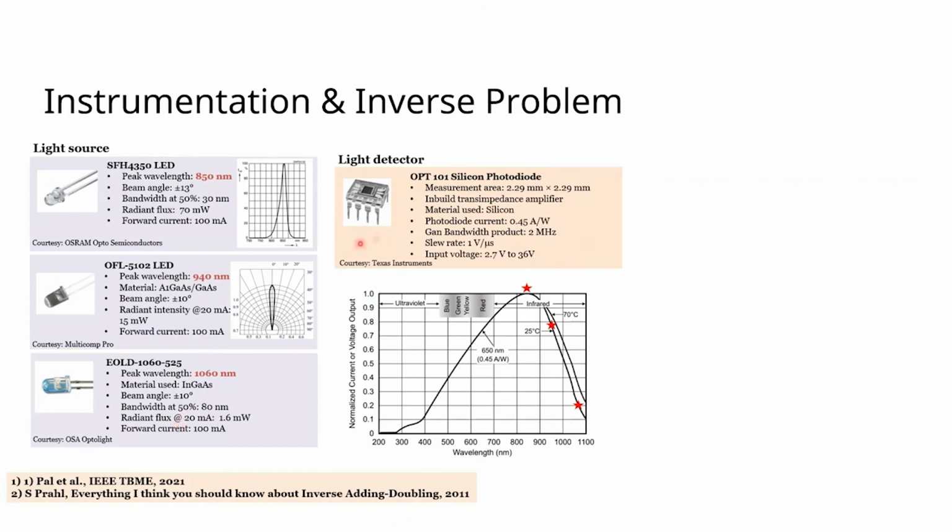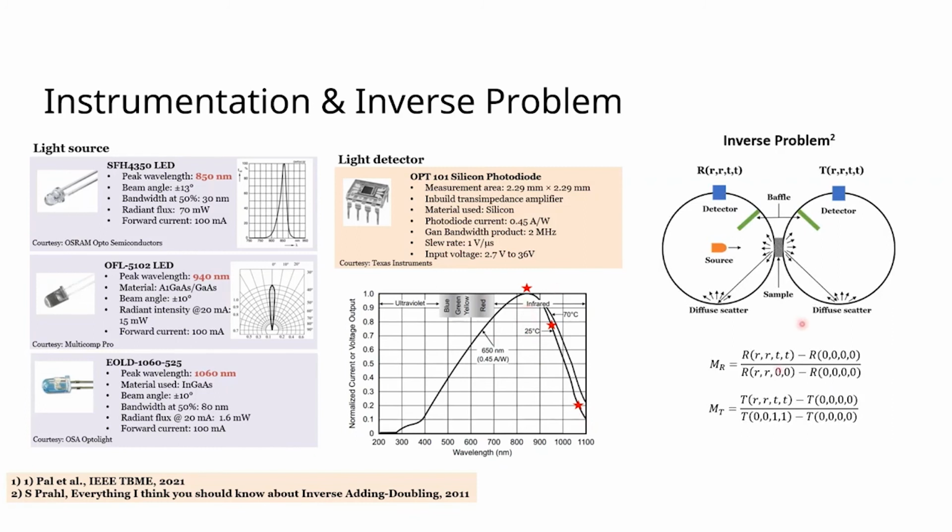For the detector, we used the OPT101 from Texas Instruments, and the good part of this detector is that the silicon photodiode is connected with the transimpedance amplifier within this chip, so we don't need an external circuit attached to this photodiode. This is how the spectral response of the photodiode looks. The stars are the points where we are actually measuring our data.